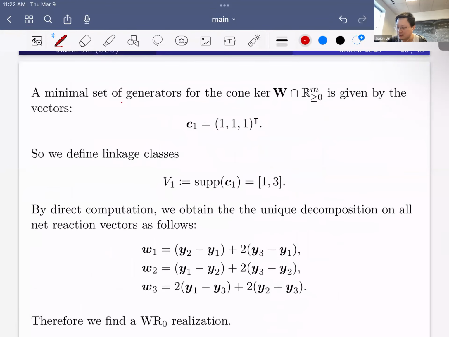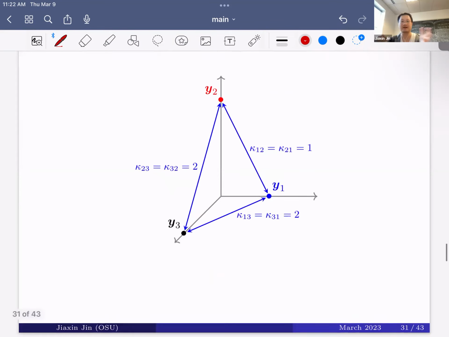Then we can find generators and we can test this generator support is 1 to 3. So the linkage class should be a single linkage class whose support is 1 to 3, exactly y1, y2, y3. And then you check whether each net reaction vector could be realized within that linkage class. The answer is yes, because this is a good example, right? So we find such a good WR0 relation. The picture is here. Apparently it is different, right? Okay, so this is the story for the algorithm for WR0 networks.